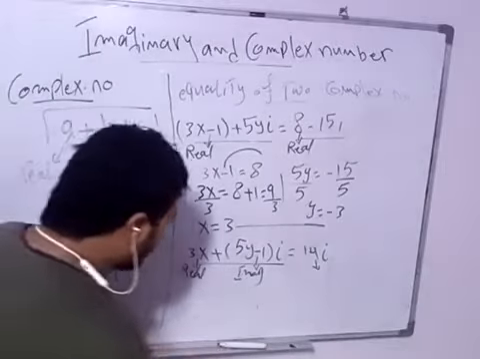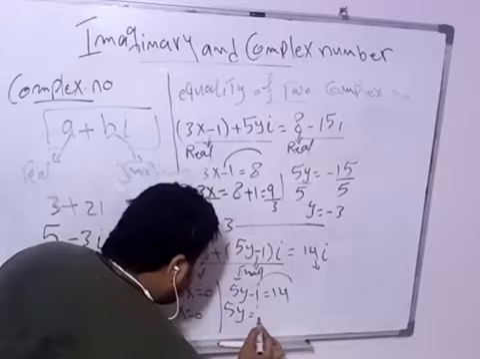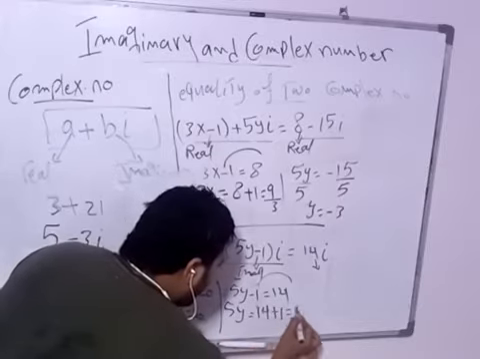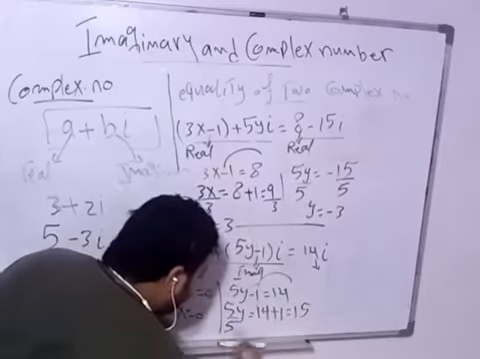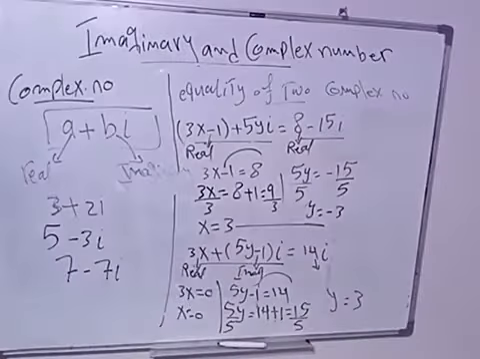Real equals 0. So 3x, the real part in the first complex number, equals the real part in the other, which is 0. So x equals 0. But the imaginary part in the first complex equals the imaginary part in the other complex. 5y minus 1 equals 14. Transpose the 1: 5y equals 14 plus 1 equals 15. Divided by 5, y equals 3. This is about the equality of two complex numbers.